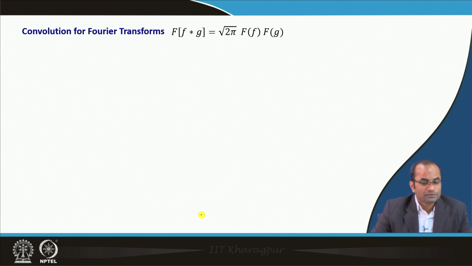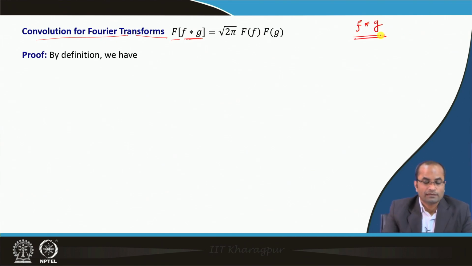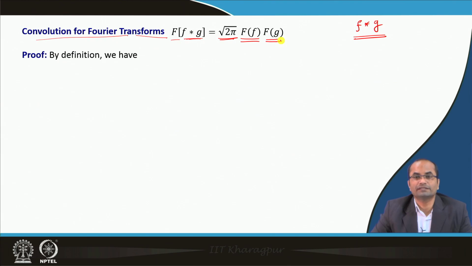Another interesting property, which is also very much used for getting the inverse Fourier transform, and then finally in the applications to differential equations, is the convolution of the Fourier transform. The convolution of f and g, this is the symbol we use for the convolution, the Fourier transform of f star g is equal to square root 2 pi times the product of the Fourier transforms of f and g. So, the property says that the Fourier transform of this convolution is the simple product of their Fourier transforms multiplied by square root 2 pi.